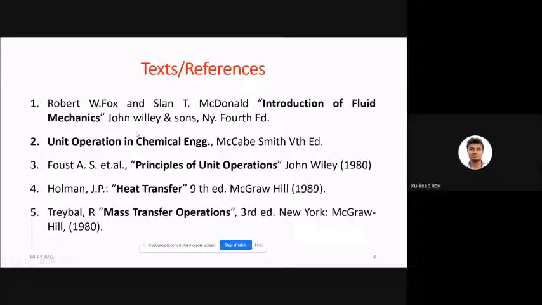These are the textbooks which we will refer to. First, Fox and McDonald, a very good book for fluid mechanics. Second, Unit Operations of Chemical Engineering by McCabe and Smith. Then Principles of Unit Operations by Foust, Holman for heat transfer, and Treybal for mass transfer. I will give you all the notes. Don't worry, I will let you know which book we are following for which portion of the subject.